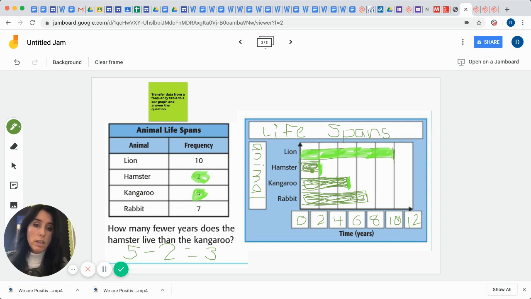So now let's look at the hamster and the kangaroo. We're trying to find something that has a gap of 2. Well, I can already tell that this one to here is more than 2, so that combination is not going to work. And if I look from here to here, the rabbit is 7 and the kangaroo is 5. If I go from here, this is a half, plus a half is a whole. So if I was to stop here, what does that equal?